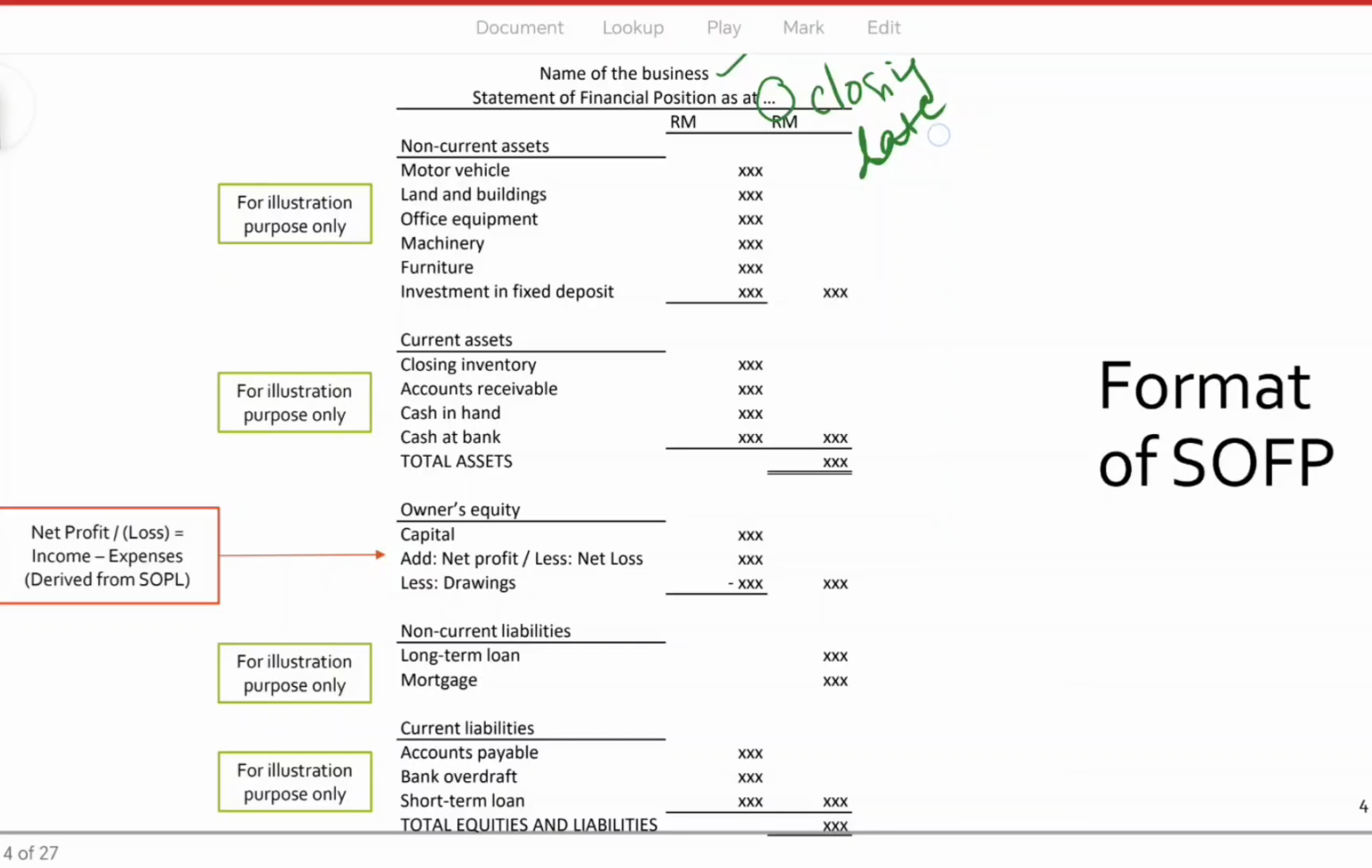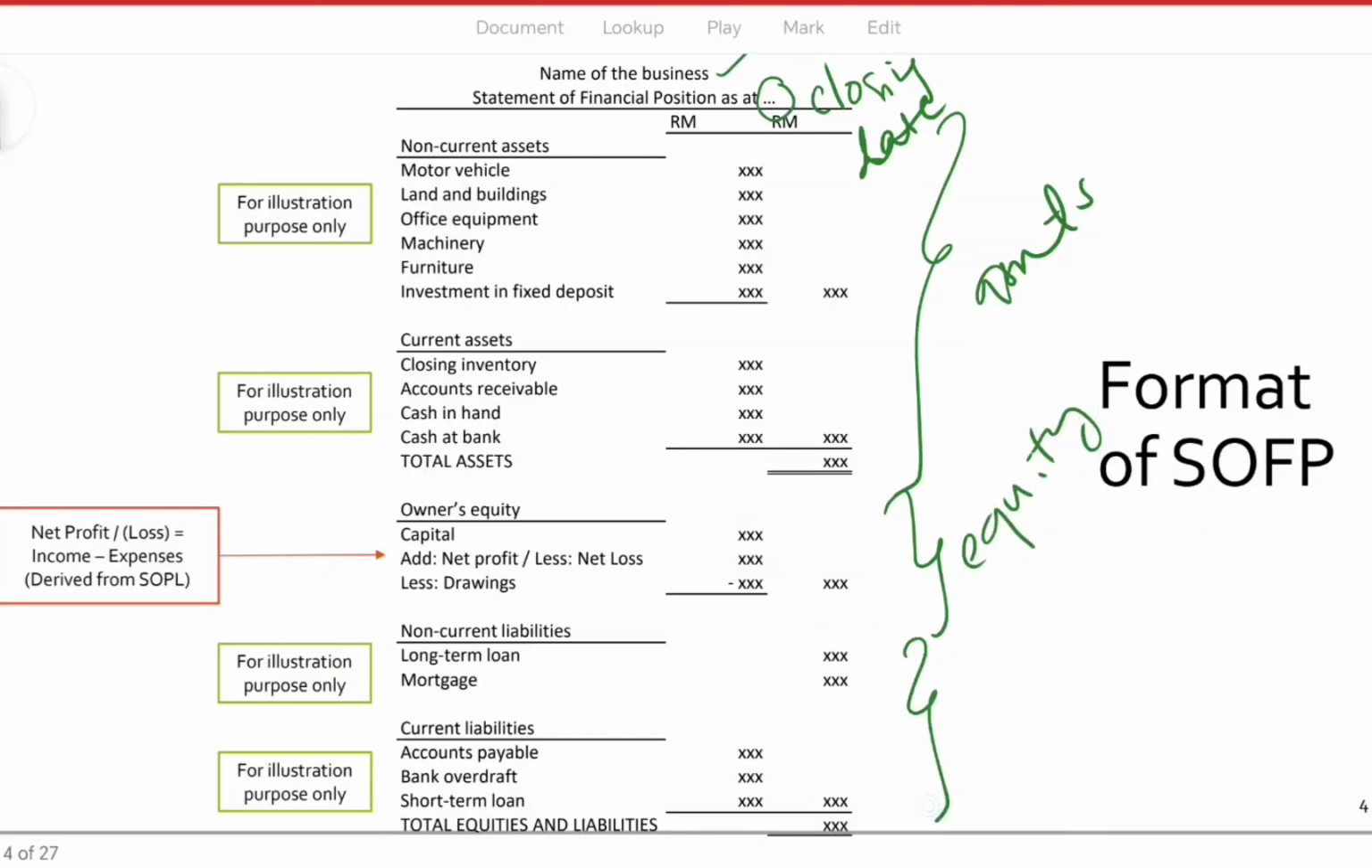So the first element is asset, followed by the equity, and finally the liabilities. But the assets are to be divided into 2 categories, which are non-current asset and current asset. For the equity, we have 3 components under the equity section. It starts with capital, and then add net profit or less net loss, and then less drawing.